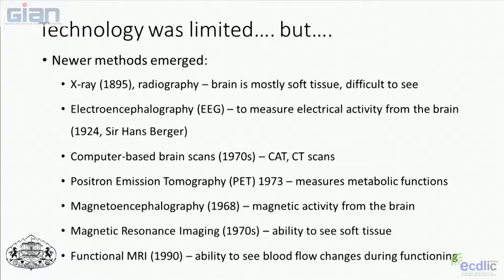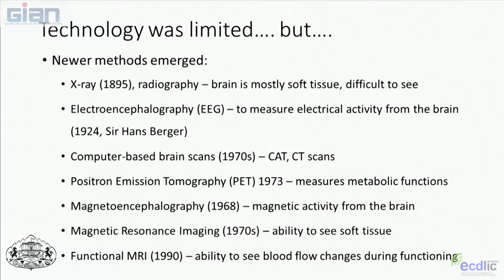Then skip many years ahead to the 1970s, and people started using computer-based brain scans, CAT scans and CT scans, we know of them as. PET imaging, which is positron emission tomography, came about in about 1973. This is a method used to measure metabolic functions. Magnetoencephalography is similar to electroencephalography, but instead of measuring electrical waves from the brain, we're measuring magnetic activity from the brain. And of course, in the 70s is when they began using magnetic resonance imaging. And whereas X-rays and CAT scans were very limited in the ability to see soft tissue, MRIs came out and you could see beautiful images of soft tissue using this technique.